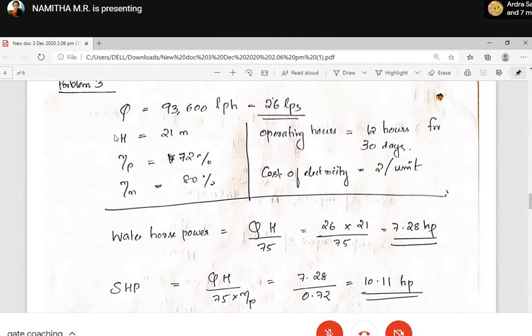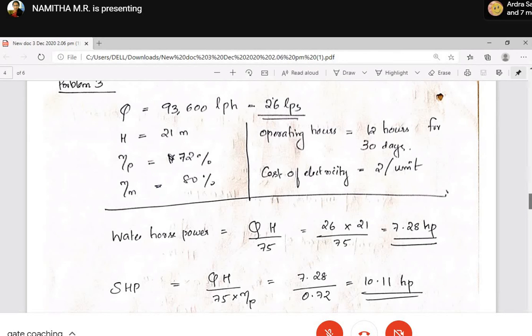Head is given as 21 meter. Pump efficiency is 72%. Motor efficiency is 80%. And the total operating time is 12 hours. The pump is working for 12 hours every day for 30 days, one month. Cost of electricity is 2 per unit of electricity. Unit of electricity means kilowatt hour. You can see the electricity meters in your home, the unit will be kilowatt hour. So per kilowatt hour, the cost is 2.